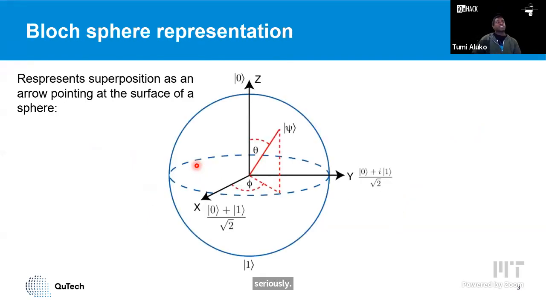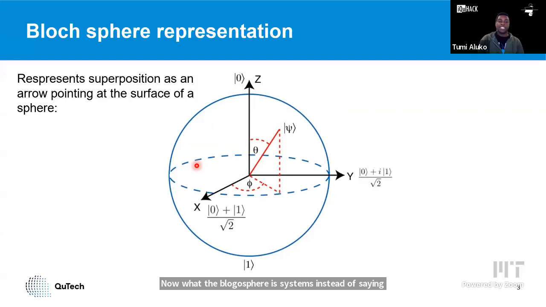Now, the explanations I gave before were a little bit simplified, as superposition is much better represented in a form known as the Bloch sphere. Now, what the Bloch sphere is that instead of saying that your superposition state has a certain percentage of chance of being in state 0 and 1, you instead represent your state as a vector that is pointing at the surface of the sphere. For example, if our qubit is in the 0 state, we have an arrow pointing directly up at the 0 state. And if we measure this out, we'll have a 100% chance of measuring 0.